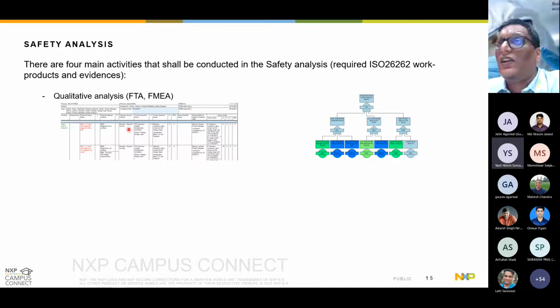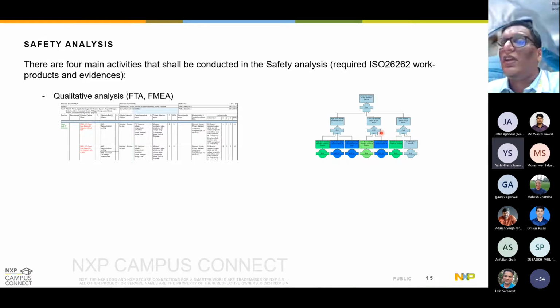What's the severity of this failure, what's the occurrence of this failure, and what's the probability of detection? And we get a certain RPN number, which is a multiplication of the severity, occurrence, and detection, which is say 54 here. And then we try to argue what is the measure taken to reduce this RPN. So that's how this FMEA works.